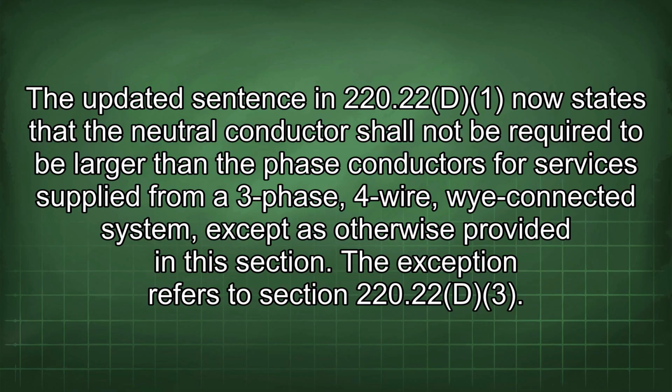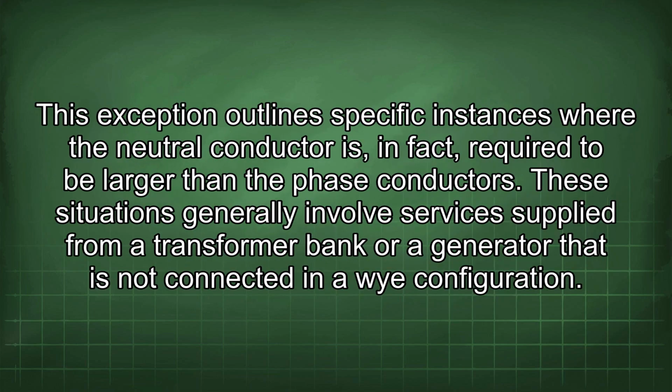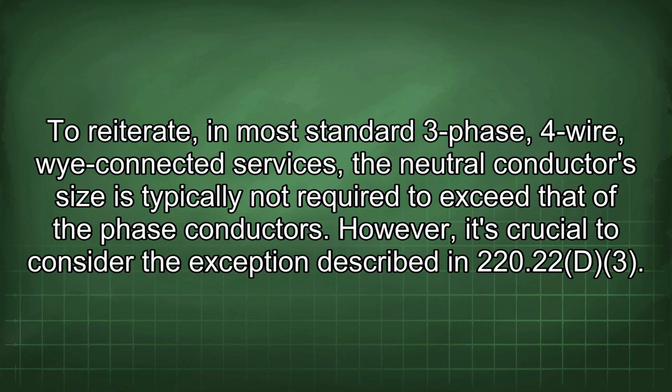The exception refers to section 220.22 D3. This exception outlines specific instances where the neutral conductor is, in fact, required to be larger than the phase conductors. These situations generally involve services supplied from a transformer bank or a generator that is not connected in a wye configuration. To reiterate, in most standard three-phase, four-wire, wye-connected services, the neutral conductor's size is typically not required to exceed that of the phase conductors.